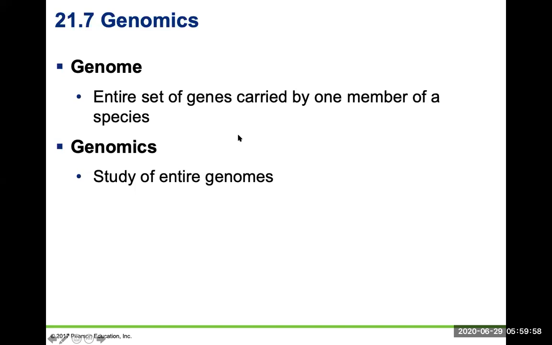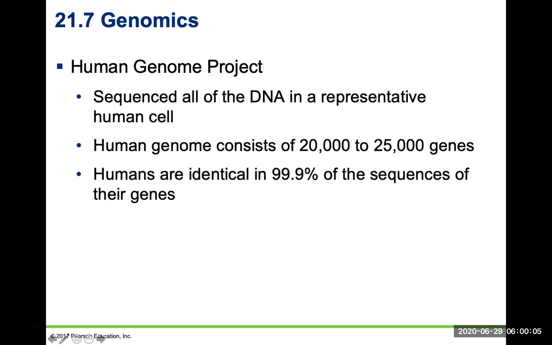A genome is the entire set of genes carried by one member of a species, and genomics is the study of entire genomes. The Human Genome Project has sequenced all of the DNA in a representative human cell, and they found that the human genome consists of between 20 to 25,000 genes, and humans are identical in 99.9% of the sequences of their genes, which is totally crazy. So 0.1% is all that we differ by, which gives us all our different characteristics.